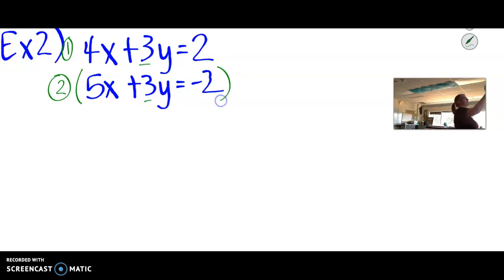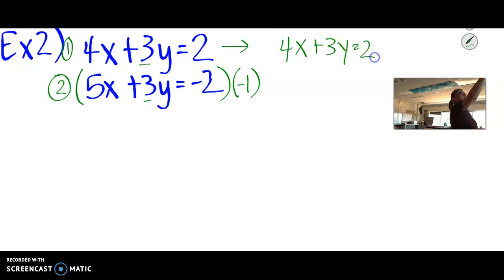So what I'm going to do is pick one of the equations, and it doesn't matter which one in this case, and multiply it by -1. I'm going to rewrite this top equation, 4x plus 3y equals 2, and I'm going to multiply the second equation by a -1. As long as you do it to both sides, it's completely legit. I get -5x minus 3y equals -2. Multiplying by a -1 just changes the sign on both sides of the equal sign.